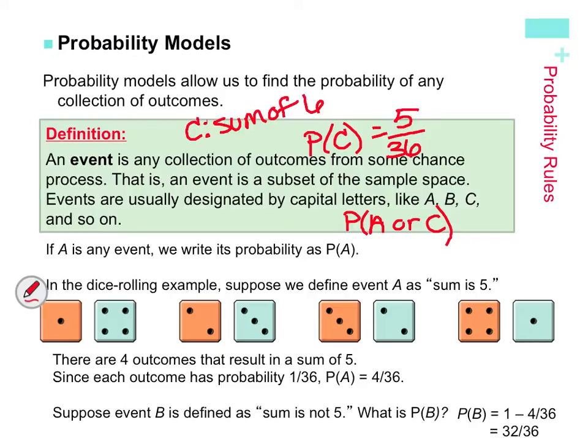So because these two events have absolutely no outcomes in common, we can add the two probabilities of the individual events. So the probability of A happening plus the probability of C happening. That means we have 4 out of the 36 plus 5 out of the 36. So we have a probability of 9 out of 36 for the die to roll either a sum of 5 or a sum of 6.